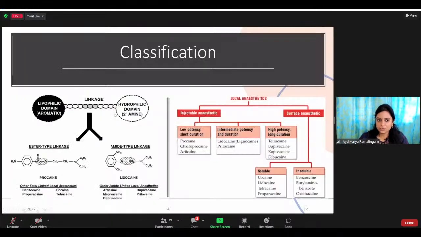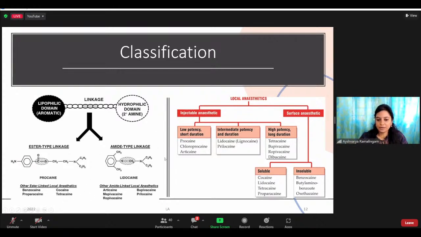Classification of local anesthetic. A local anesthetic essentially contains an aromatic ring, which is the hydrophobic part of the local anesthetic and helps in diffusion. It is linked with a hydrophilic secondary amine, and this linkage is either an ester type or an amide type. An ester type is essentially COO, and procaine is an example. The other ester-linked local anesthetics are benzocaine, cocaine, and tetracaine.